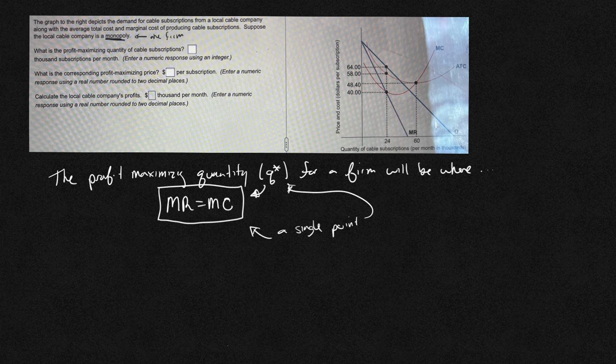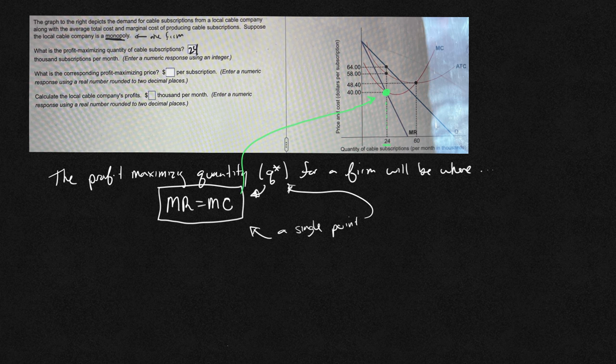So let's take my green marker right here. I find where marginal revenue equals marginal cost, and I go down and I find that quantity is going to be 24. So I know for a fact that this answer is going to be 24. What is the profit maximizing quantity?